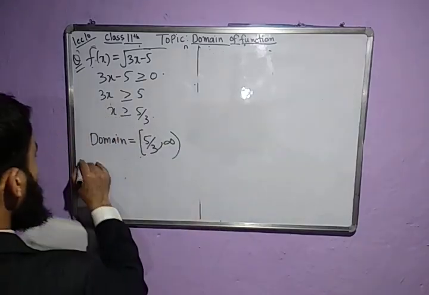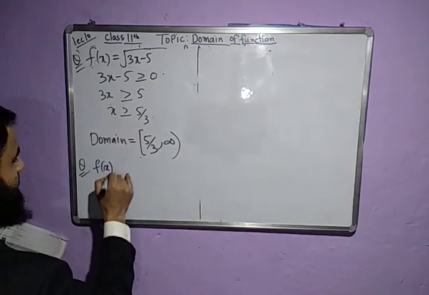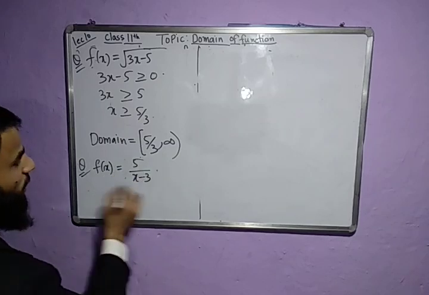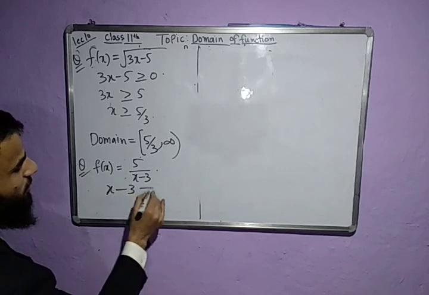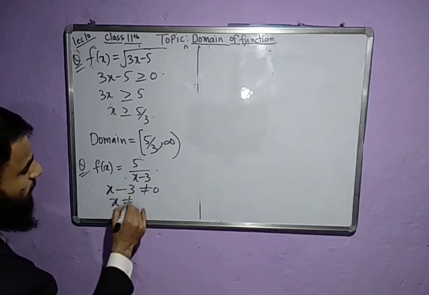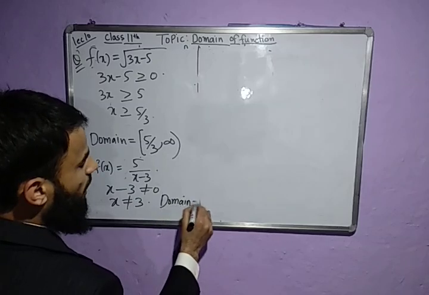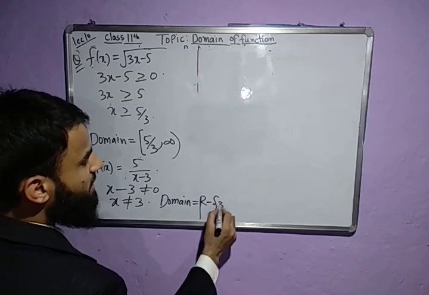Another question I will discuss here is f of x given as 5 divided by x minus 3. For this function to be defined, x minus 3 should not be equal to 0. That means x should not be equal to 3. Therefore the domain is all real numbers but without this number 3.